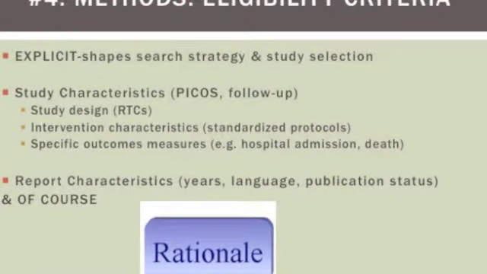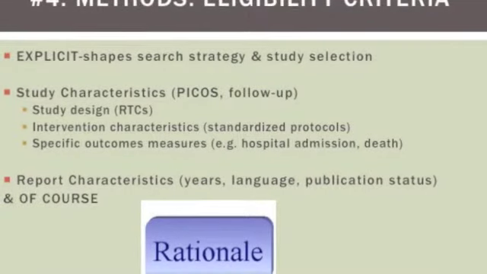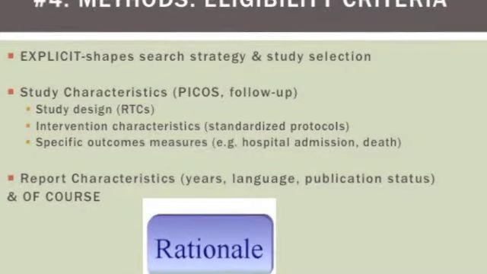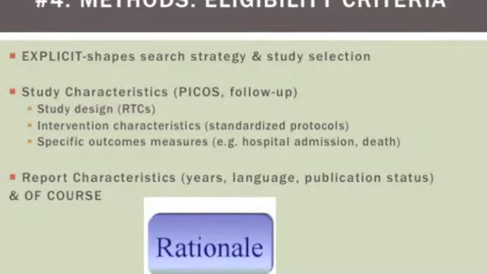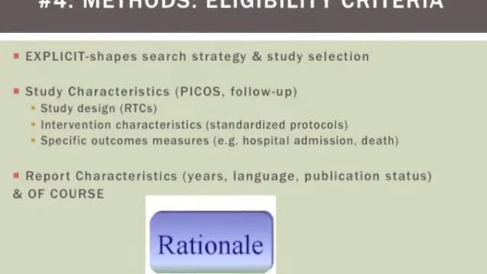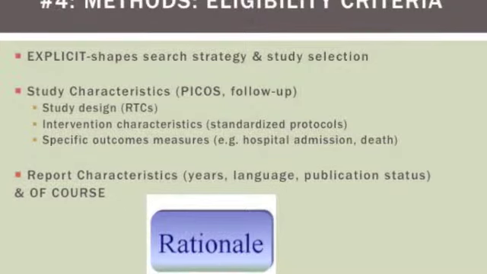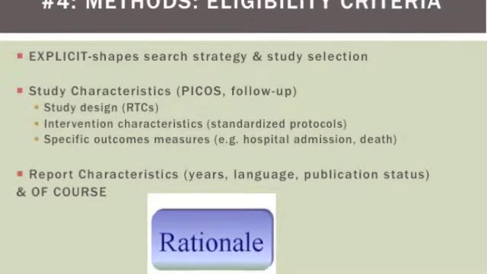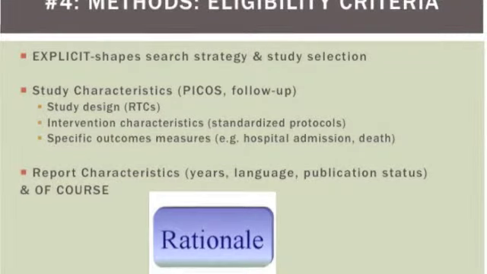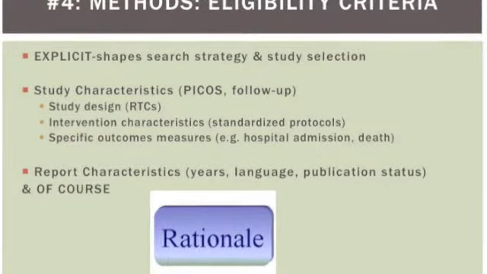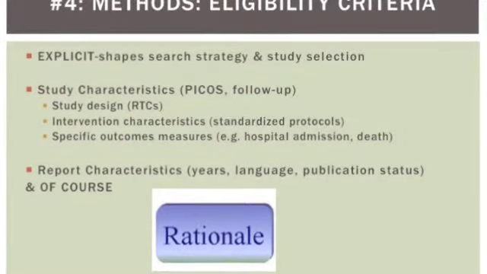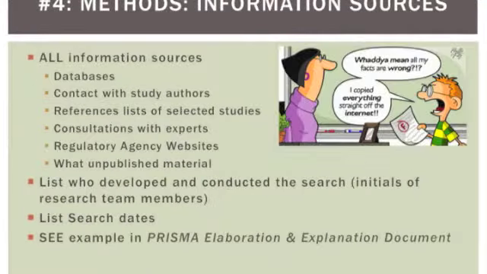For your methods and eligibility criteria, first of all, you want this explicit. This shapes the search strategy and study selection. You want to include study characteristics, including the PICOS and follow-up, such as study design, for example, randomized controlled trials only, intervention characteristics, do they have to have standardized protocols, specific outcome measures, for example, hospital admissions, death. You also want the report characteristics, or the article characteristics.